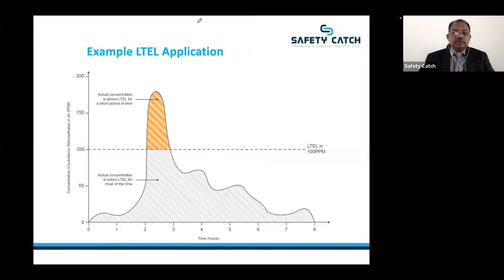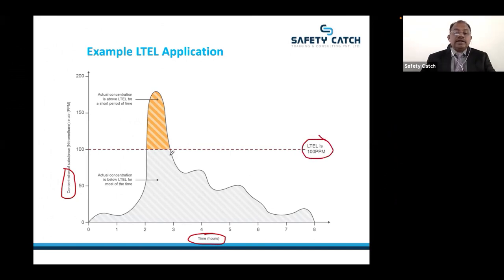Moving ahead, you can see here one graph. Now what it says, you see here, the x-axis is the duration and the y-axis is the concentration of the substance. So you can see here up to 8 hours is mapped. This is the result we get from the gas monitors. Now it's nitromethane. They are just evaluating the presence of nitromethane, and the LTEL is 100 ppm. Long-term exposure limit as per the EH40 table is 100 ppm.